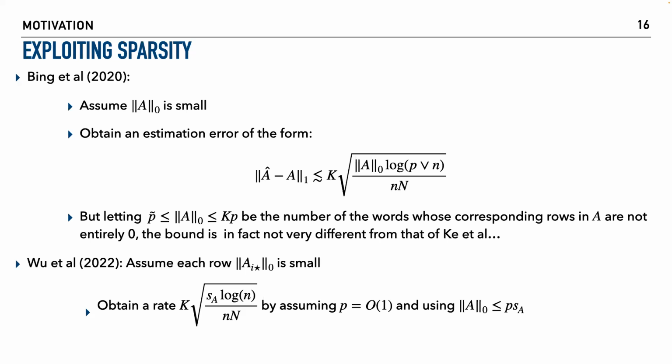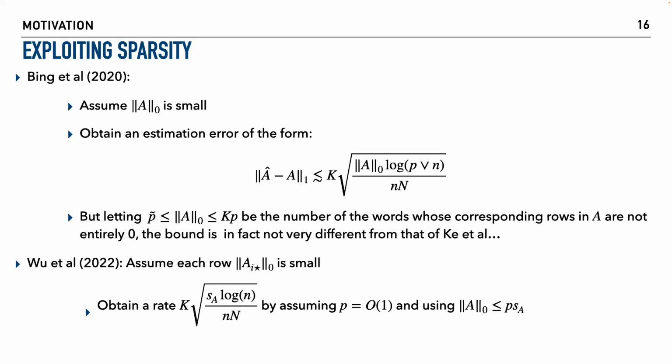They also obtain a better error rate, with an SA replacing the matrix P. But the problem is that this is typically valid only in regimes that assume the vocabulary size is quite small. So it's not valid across a number of interesting data regimes.